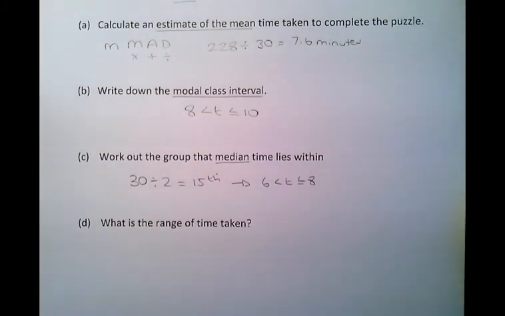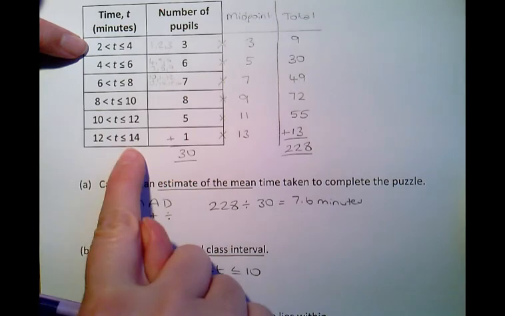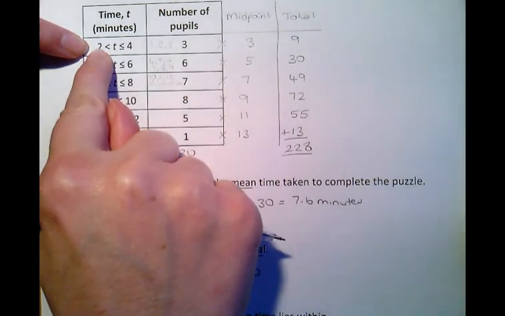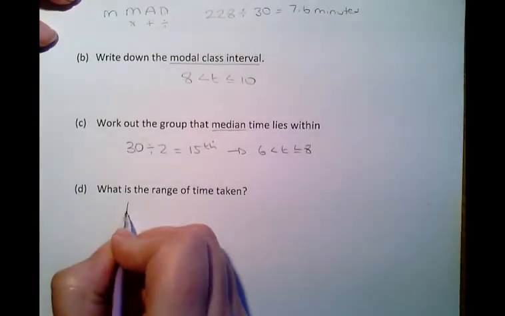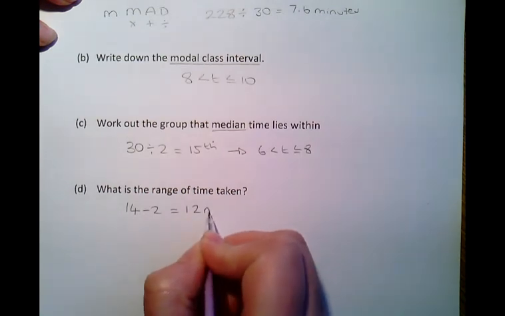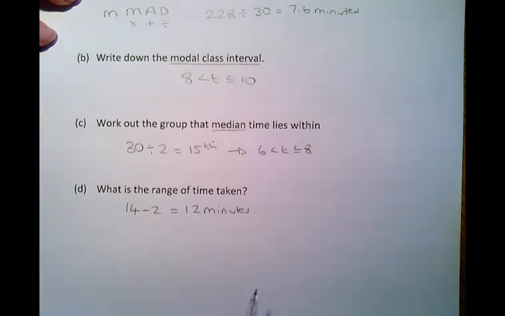Part D, what is the range of time taken? So the groups went from 2 minutes up to 14 minutes. So your time varied from some people getting as low as 2 and some people getting as high as 14. So your range would be 14, take away 2, and there was a range of 12 minutes then between the person who did it the quickest and the person who did it the slowest.